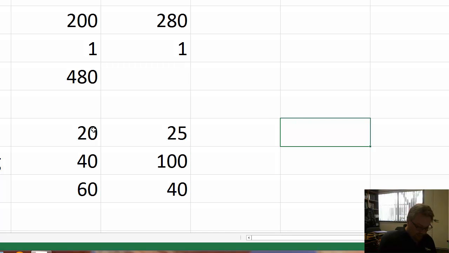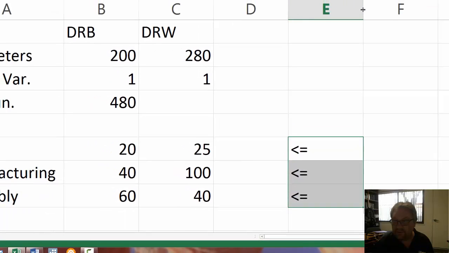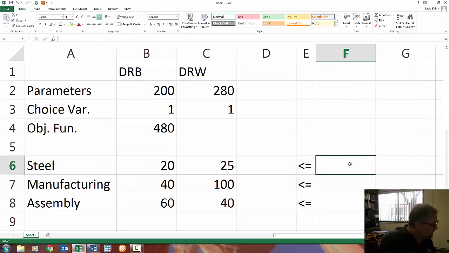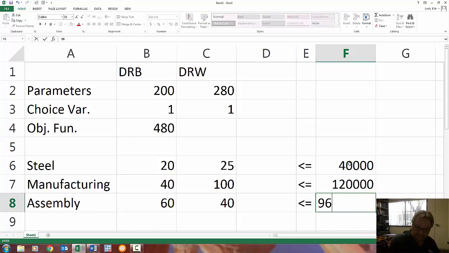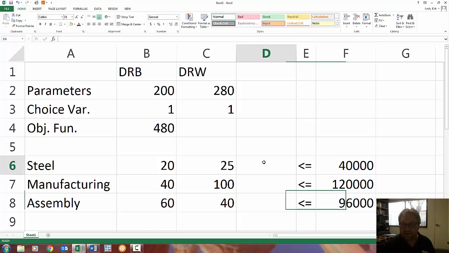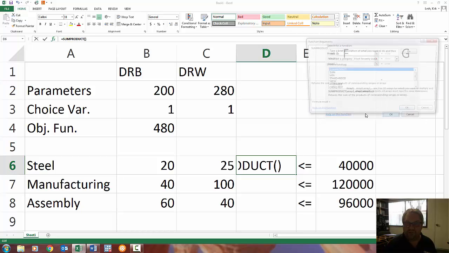All of these are less than or equal to constraints. And my constraints are 40,000, 120, 96. Okay, and then my constraints based on my choice variables.